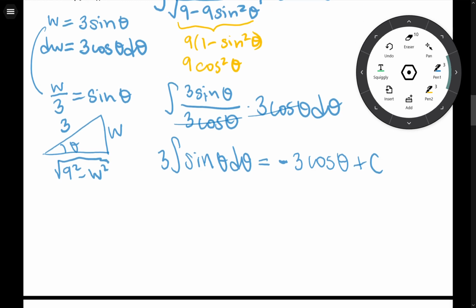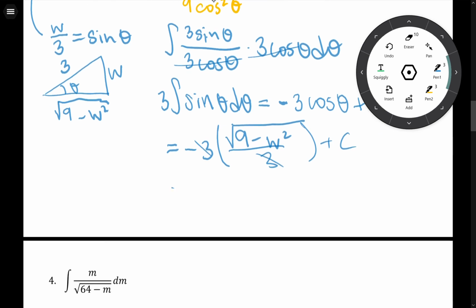So we can come to this answer that we got and say, okay, but cosine theta is actually the same as a square root, oops, what am I writing? There we go. It was 3 squared, which is 9, so it's going to be a square root of 9 minus w squared over 3. And if we cross out those 3s, that means we're getting negative square root 9 minus w squared plus c.